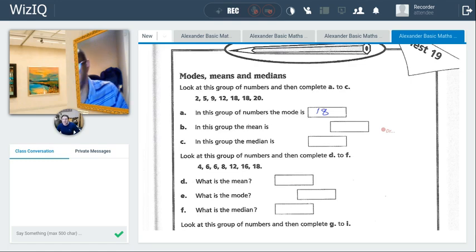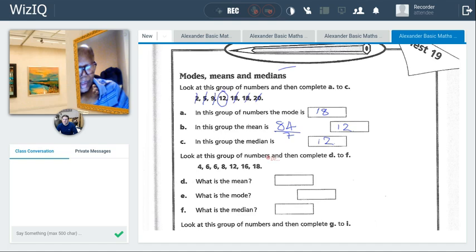When you add all these, they come to 84. Then you divide by 1, 2, 3, 4, 5, 6, 7, so that should give you 12. In this group, what's the median? 12. So you cancel off from each end, and the middle is 12.